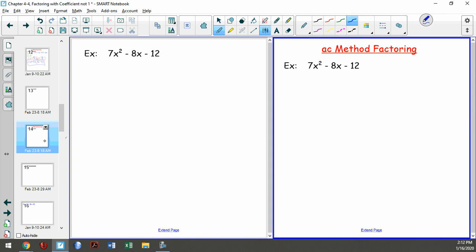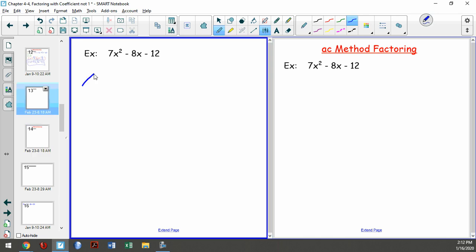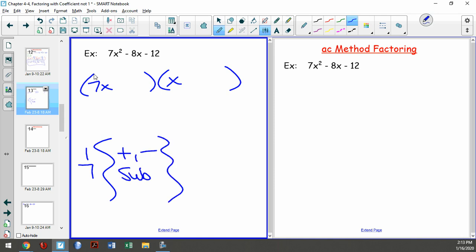Okay. Do I have a GCF? No, I do not. Since I do not have a GCF, I'm going to go right into 2 binomials. Factors of 7 are 1 and 7, correct? Do I have any other choice? Nope. So this is going to be a 7x and a 1x. Then, what is my outcome of my 12 that I need to be? I need a negative 12, so my signs are going to be opposite, which means I'm subtracting.